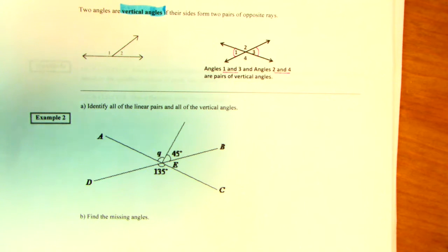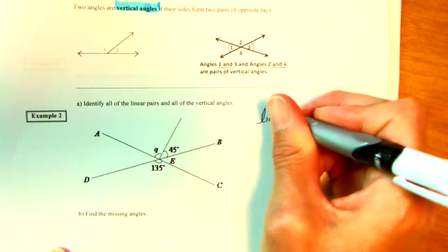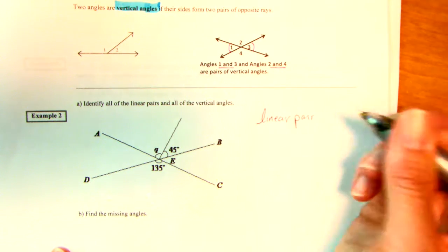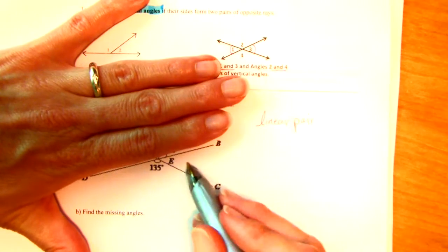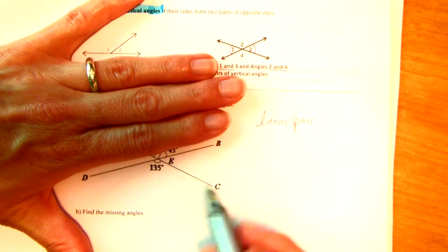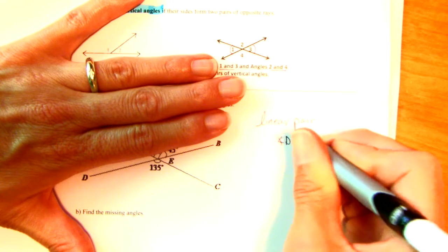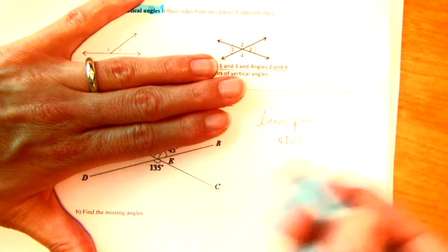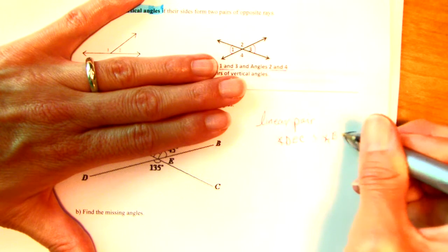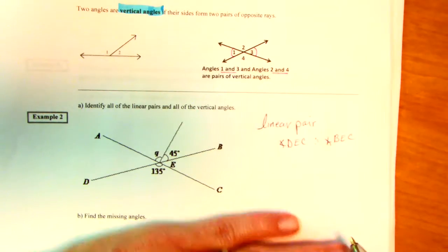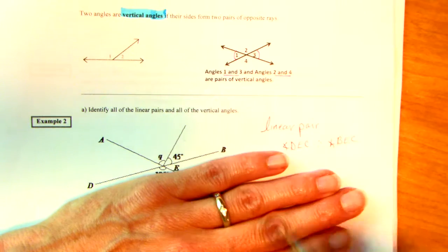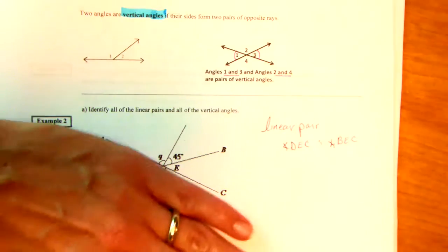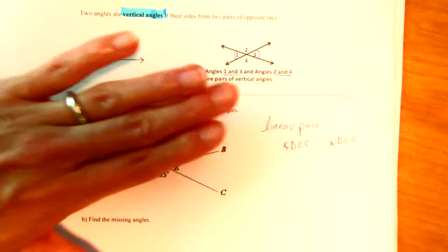Identify all of the linear pairs and all of the vertical pairs. Okay, so linear pair, let's use black. There are a few of these. Let's just do these two. Okay, so this is angle DEC and angle BEC. Of course, we could say CEB if you wanted. Actually, I think that's the only one, because to do a linear pair, you'd have to do all three, and they want a linear pair, just two angles. And again, same with this way. There would be three angles. So that's your only set.